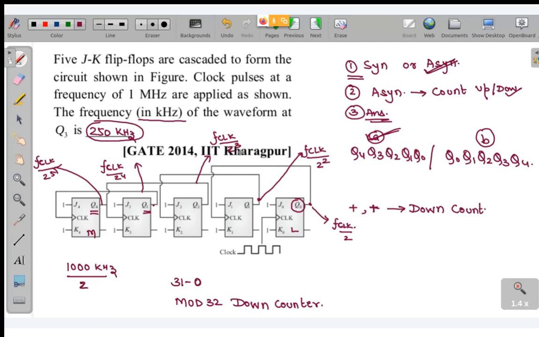Sorry, I made some mistake. Oh no, it's okay. So this will be F clock by 2, F clock by 4, F clock by 8, F clock by 16. So this will be 500 by 8, or 250 by 4, or 125 by 2, which is 62.5.